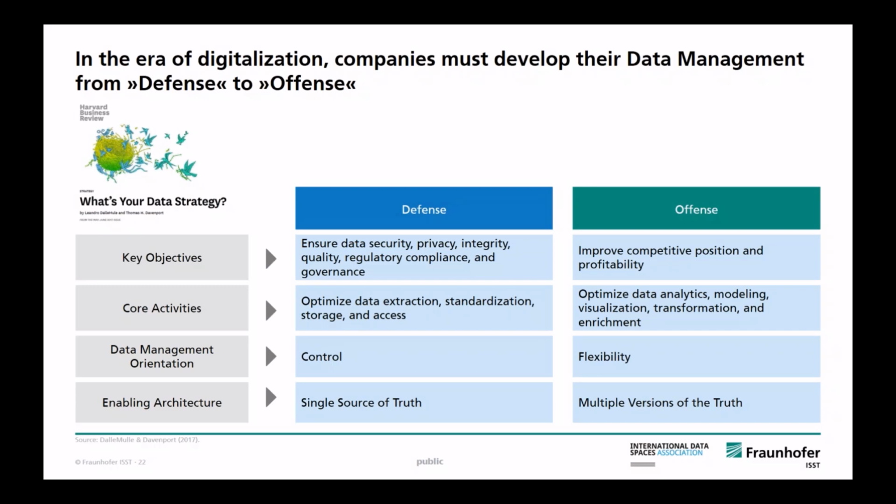So in terms of core activities, of course, we needed to optimize data extraction. We made a lot of effort in terms of data standardization, dealt with data storage, and making sure that access to data is only granted to people that have the right to use the data. And the clear data management orientation was mainly control. Also, we tried to establish single sources of truth, mainly for master data. So only one system where all the customer data resides, right?